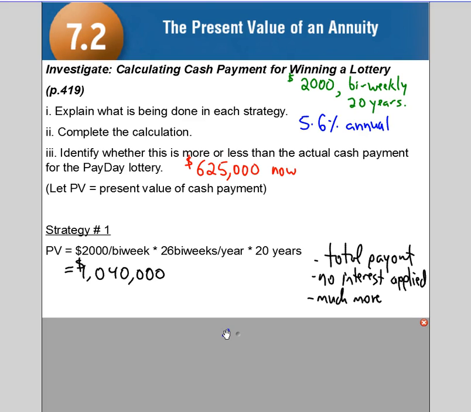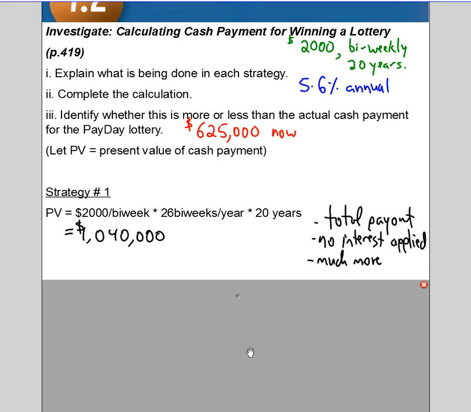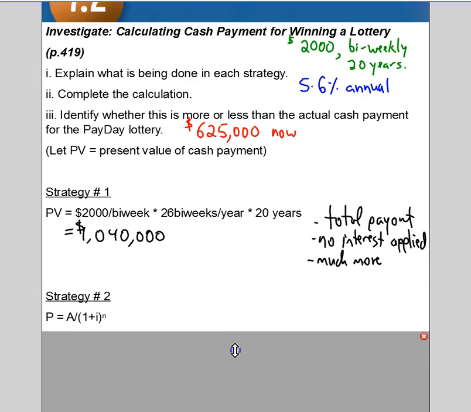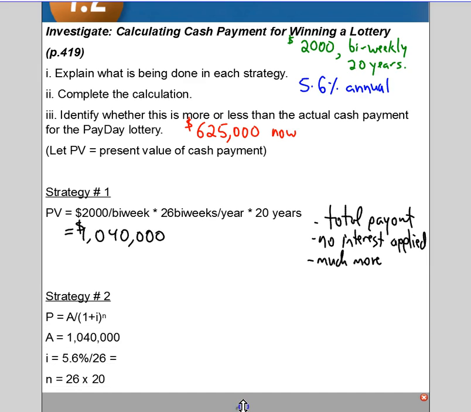But that's not what the lottery company is going to give you at this point, because that amount, if it was actually invested, would earn a lot more interest, and so that would increase the value of the winning. The second strategy takes that amount.